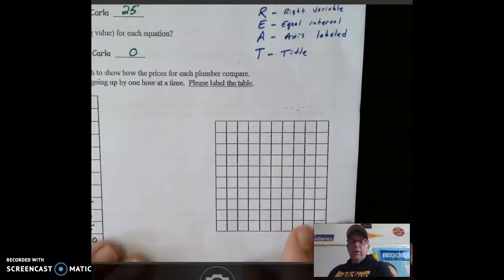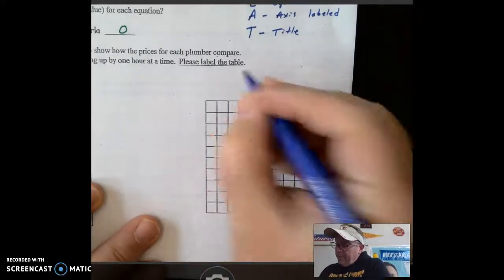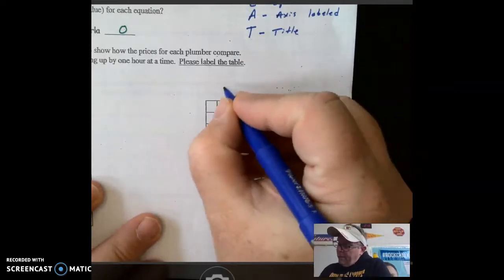So let's go ahead and use our graph space down here. And we'll come up with just something incredibly flashy, like plumber cost.